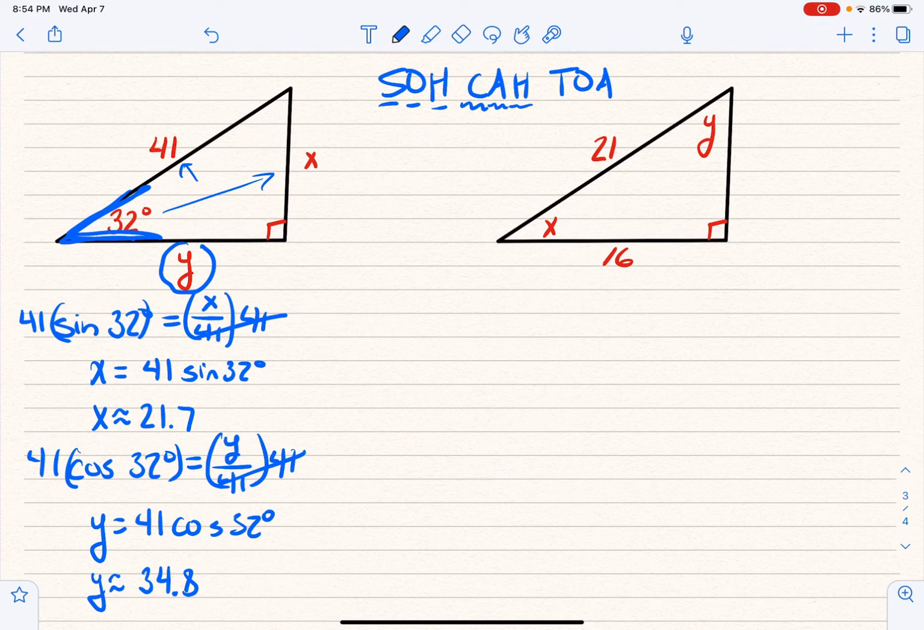This next one, though, notice I have two sides, but I don't have any angles. Now, of course, I know that this is a right angle, but I don't know what these other two angles are. And so for these, you have to use what's called an inverse trig function. But either way, you still use SOHCAHTOA to write your initial statement.